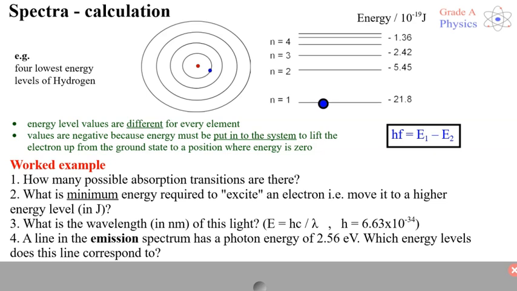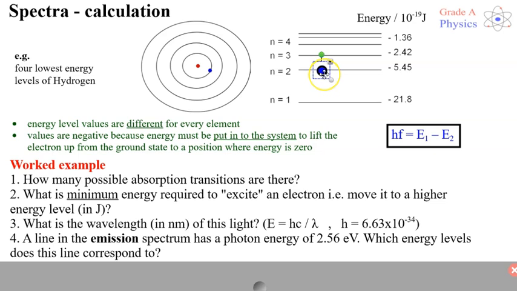Question 1 says, how many possible absorption transitions are there? Okay, so we've got our electron in its ground state. That could absorb a photon and jump to position 2. It might absorb a different coloured photon and jump to position 3, or a third photon and jump to position 4. So that's 3 possible absorption transitions.